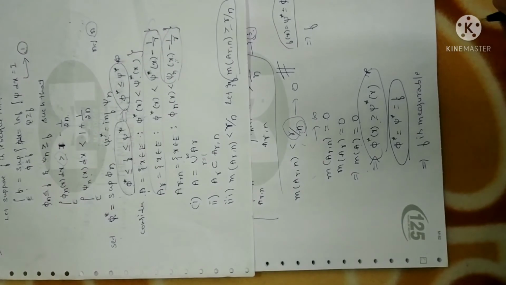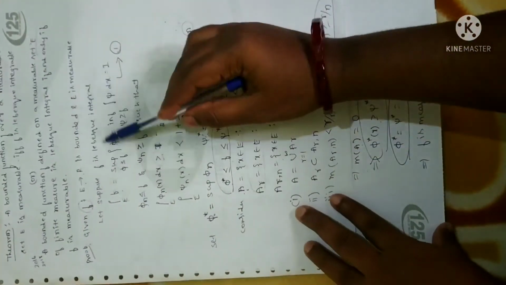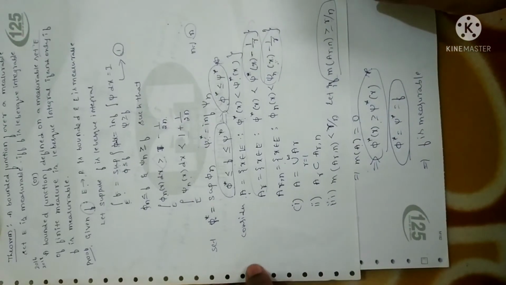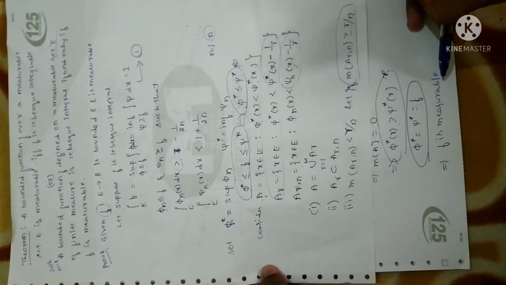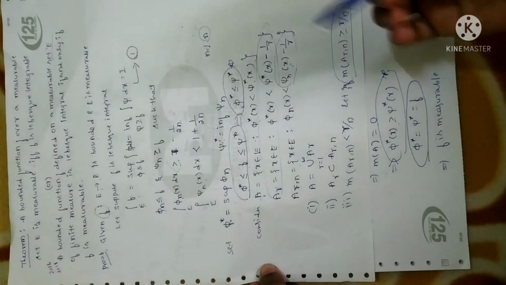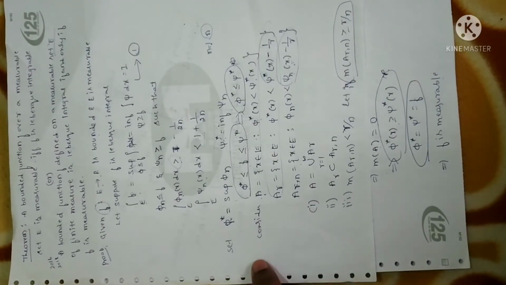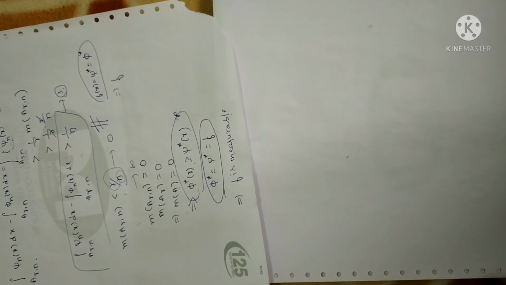So we have proved only one part, that is we have assumed that f is Lebesgue integrable, and what we have arrived at is f is measurable. Now we have to prove the reverse implication, that is let me assume f is measurable and we have to prove that f is Lebesgue integrable. So let me prove here.